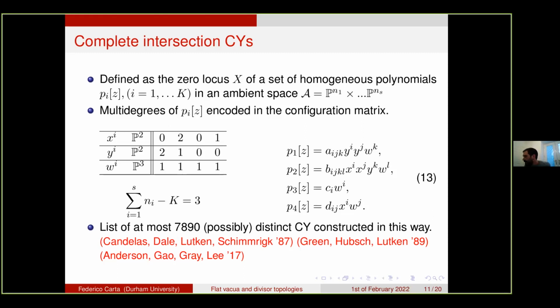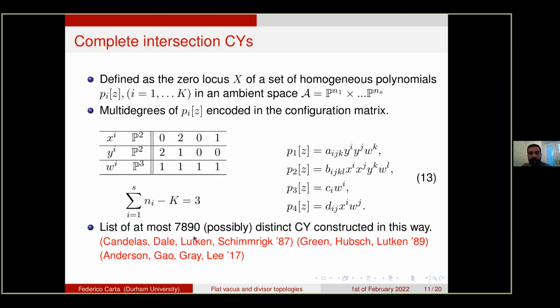Famously, a list of 7,890 possibly distinct Calabi-Yau manifolds was constructed in this way. And the important thing is that this list is exhaustive. So what I mean to say is that you could try, if you want, to start with a different ambient space, a much bigger one, for example with a much bigger number of equations. Whatever you do, you will find a Calabi-Yau that is already contained in this set of 7,890.